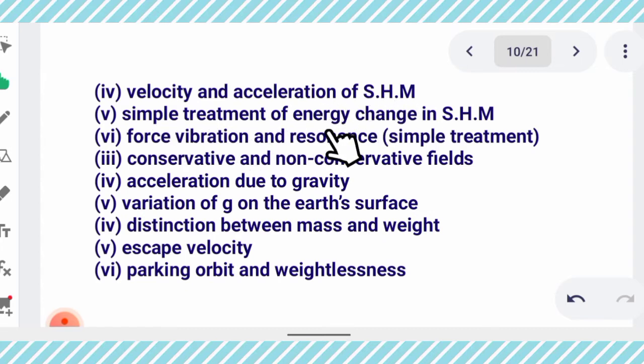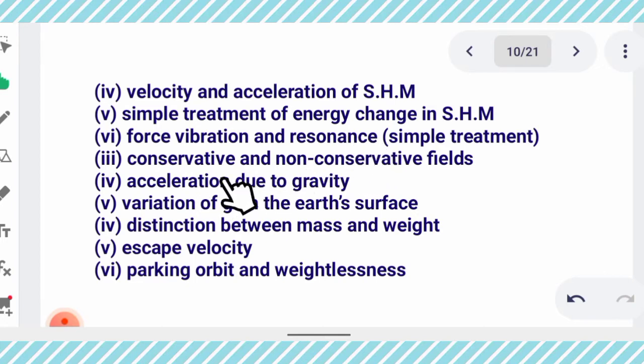Simple treatment of energy change in simple harmonic motion. You see the relationship between w, which is work, and power, and so many of them. Here we talk of forced vibration and resonance. For example, when a vibrating body is brought towards a large area, then that area will also vibrate. That is what we call forced vibration. At resonance, you see the definition under simple harmonic motion with a simple example.